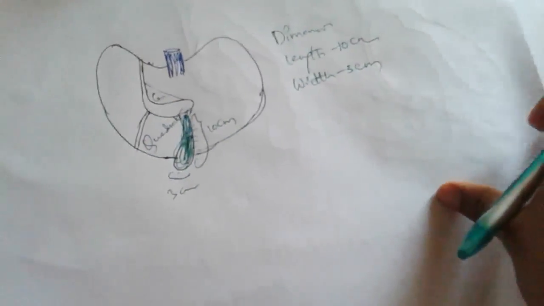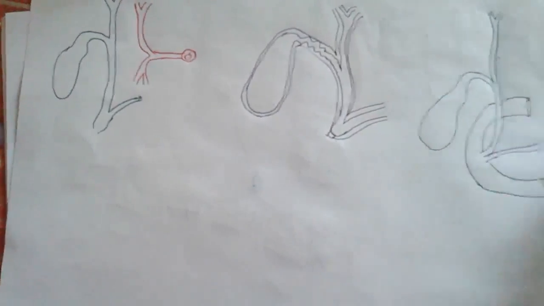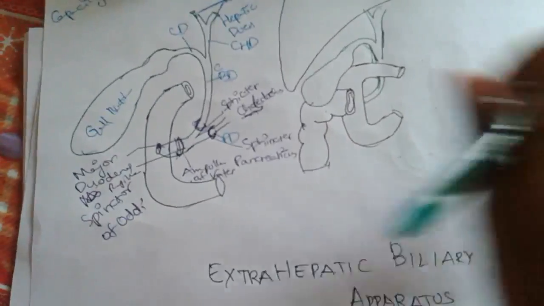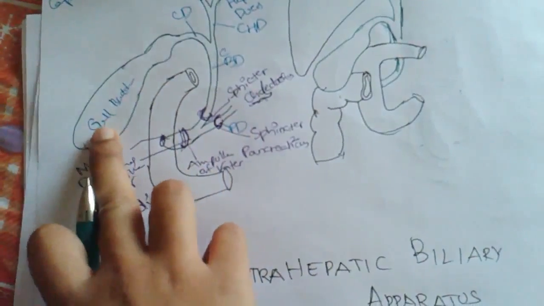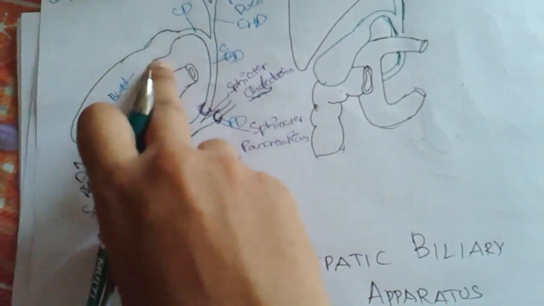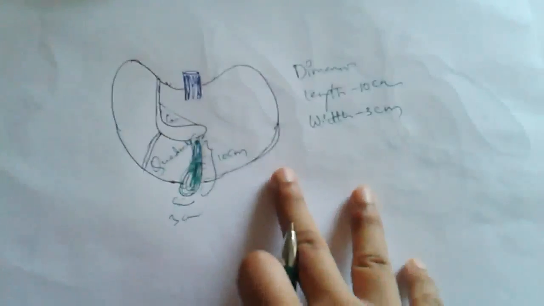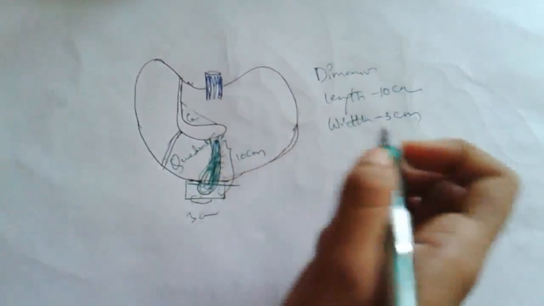Now the parts of the gallbladder. The gallbladder is divided into the following parts: fundus of gallbladder, body of gallbladder, and neck of gallbladder. See here, the fundus of gallbladder is this one.